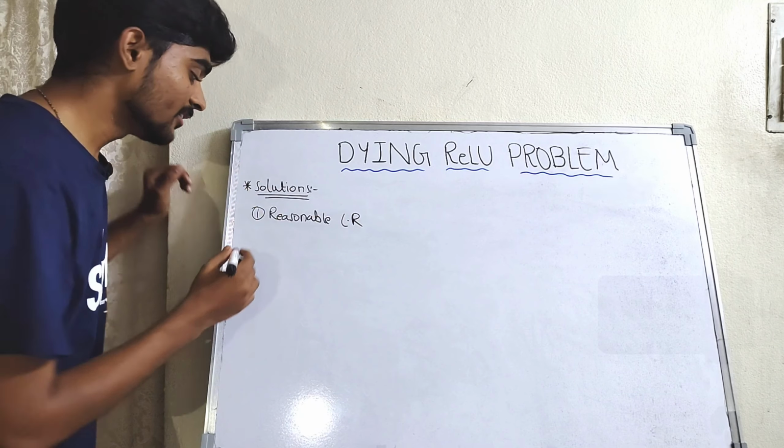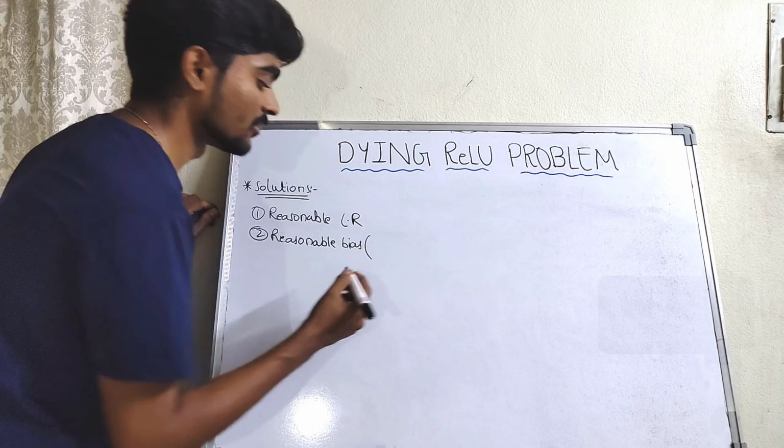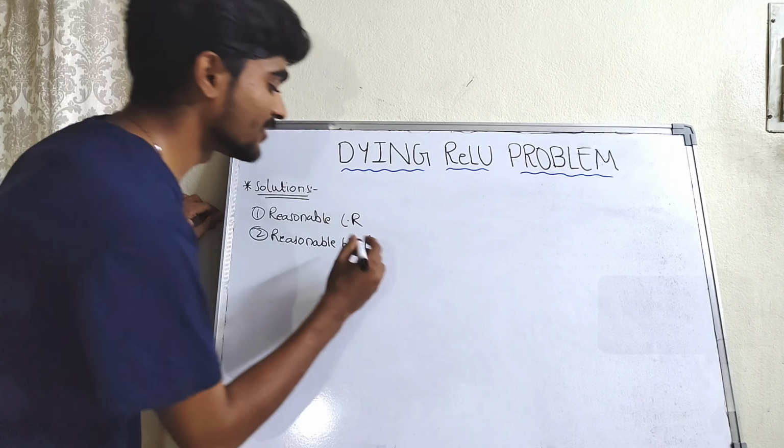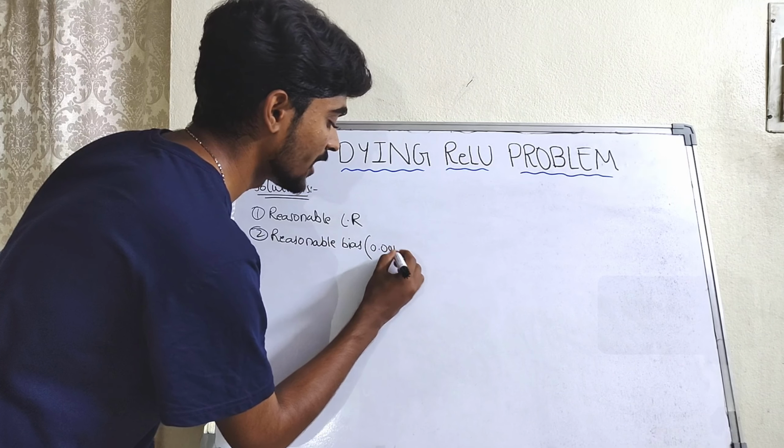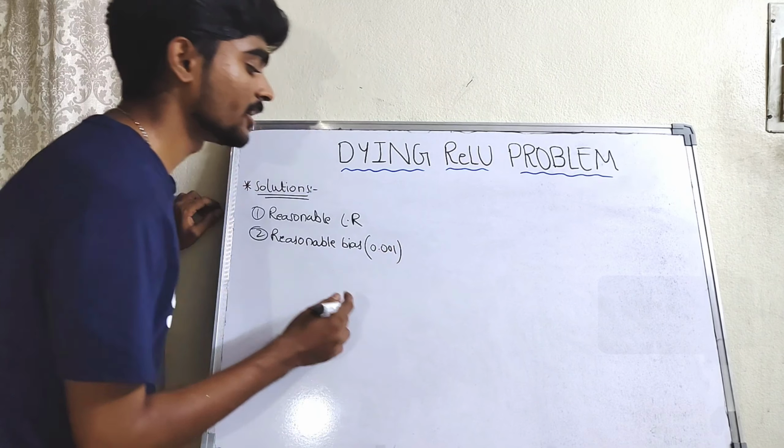The second possible solution is a reasonable bias. Now, when we have chosen a higher negative value for the bias, then Z value is negative. So, to prevent this, we need to choose a reasonable bias. A reasonable bias is nothing but 0.01. Experimentally, the best bias value has been proven as 0.001.